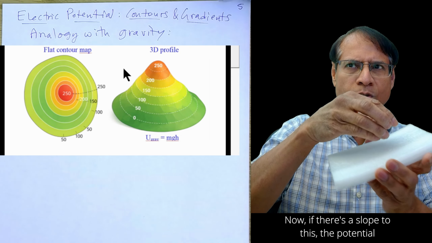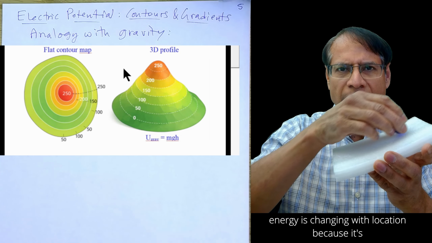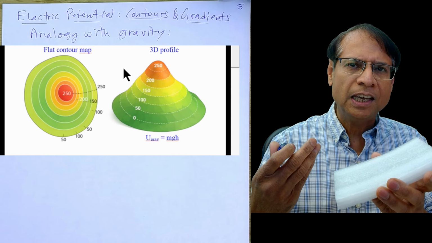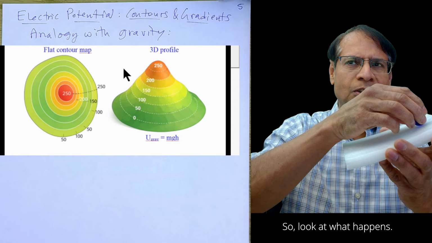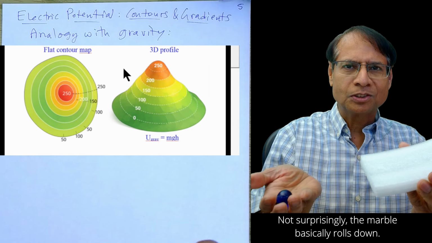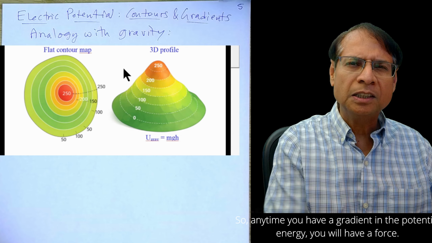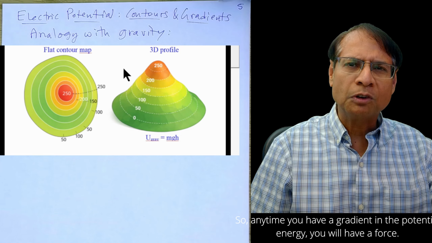Now, if there's a slope to this, the potential energy is changing with location because it's mgh. It depends on the height. So look at what happens. Not surprisingly, the marble basically rolls down. So anytime you have a gradient in the potential energy, you will have a force.